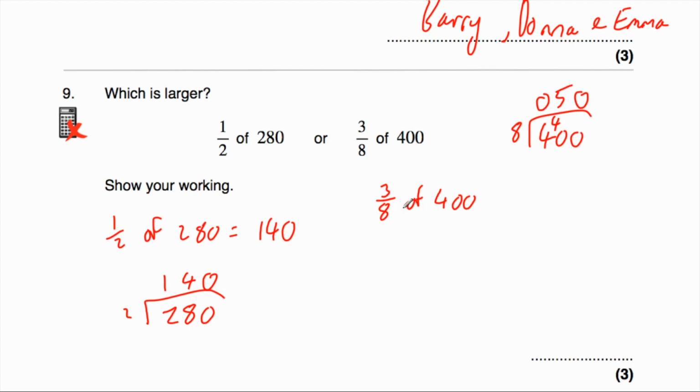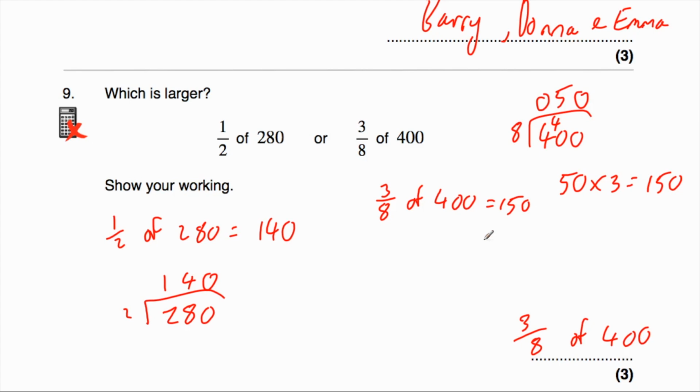So we've divided by the bottom. Now we need to times by the top. So let's do 50 multiplied by 3. 50 multiplied by 3 is 150, because 3 50s, that's 50, 100, 150. So 3/8 of 400 is 150. And the question says which is larger, half of 280 or 3/8 of 400? Well, we can see that 3/8 of 400 is larger. That's equal to 150 as opposed to 140 for half of 280. So which is larger, 3/8 of 400?